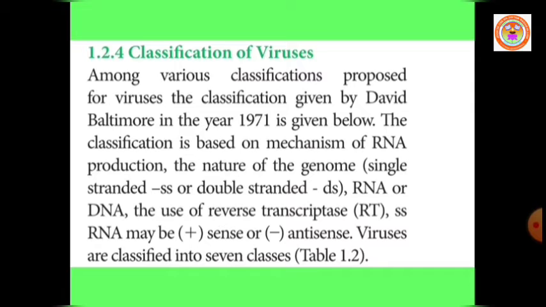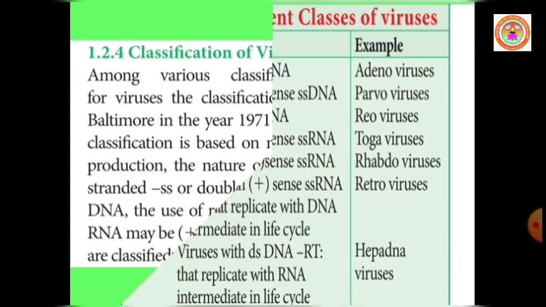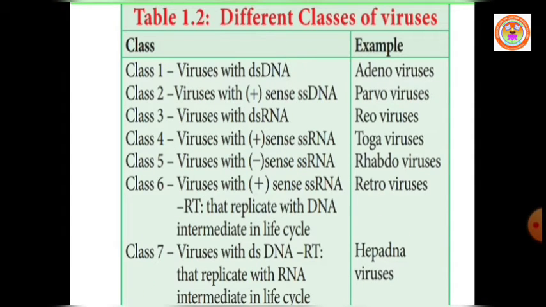Viruses are classified into seven different classes, which I will show you. Viruses with dsDNA, where d means double and s means strand, a thread-like structure: double stranded DNA, adenoviruses. Viruses with positive sense single stranded DNA, parvovirus. Viruses with double stranded RNA, very rare, reovirus.